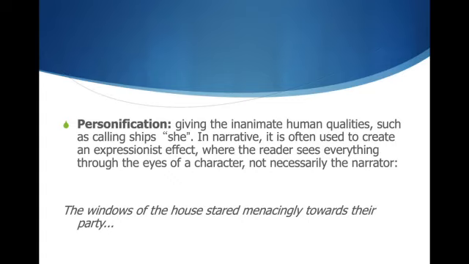For example, if you stated, "The windows of the house stared menacingly towards their party." Well, the windows of the house are being compared as if they are eyes and they can stare. We've personified the house by making the windows the eyes. Windows don't have eyes. You've made it personified.